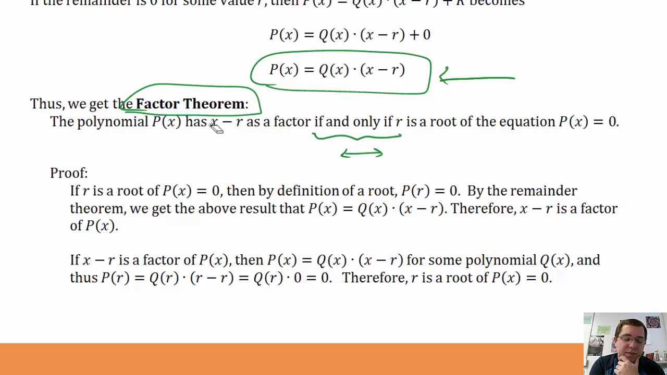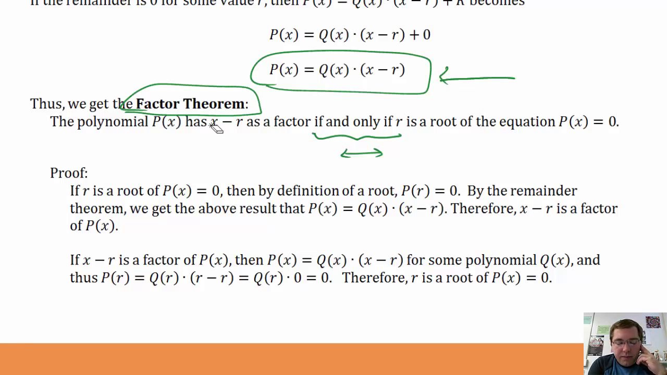So the other direction. If x minus r is a factor of p of x, then p of x equals q of x times x minus r for some polynomial q of x. That's what it means to be a factor. I can take my original polynomial and break it up as a product of the two smaller polynomials, where x minus r is one of those smaller polynomials.